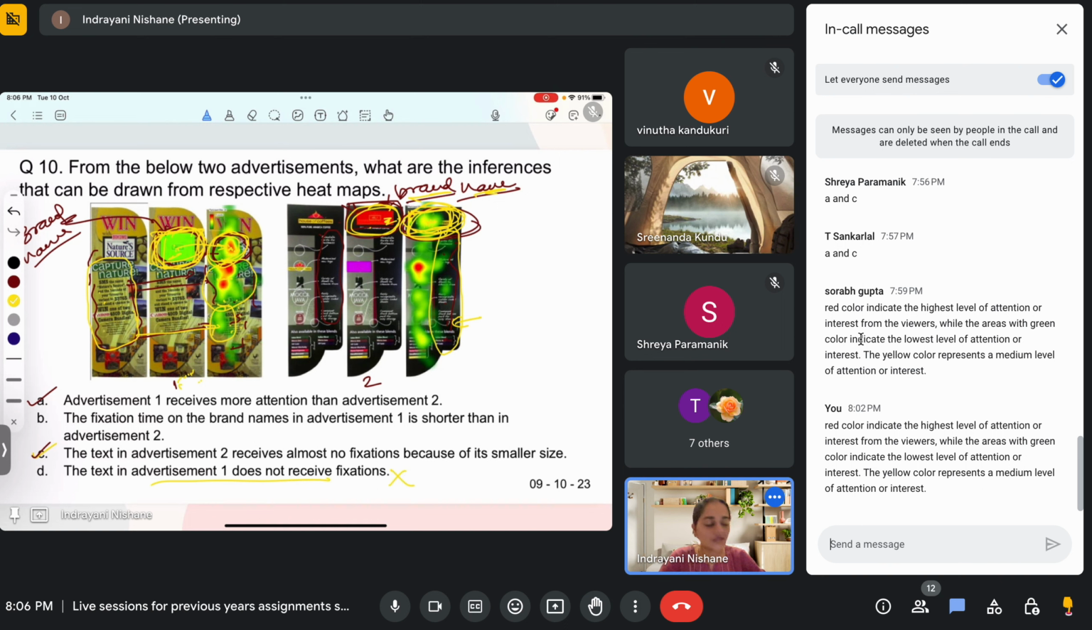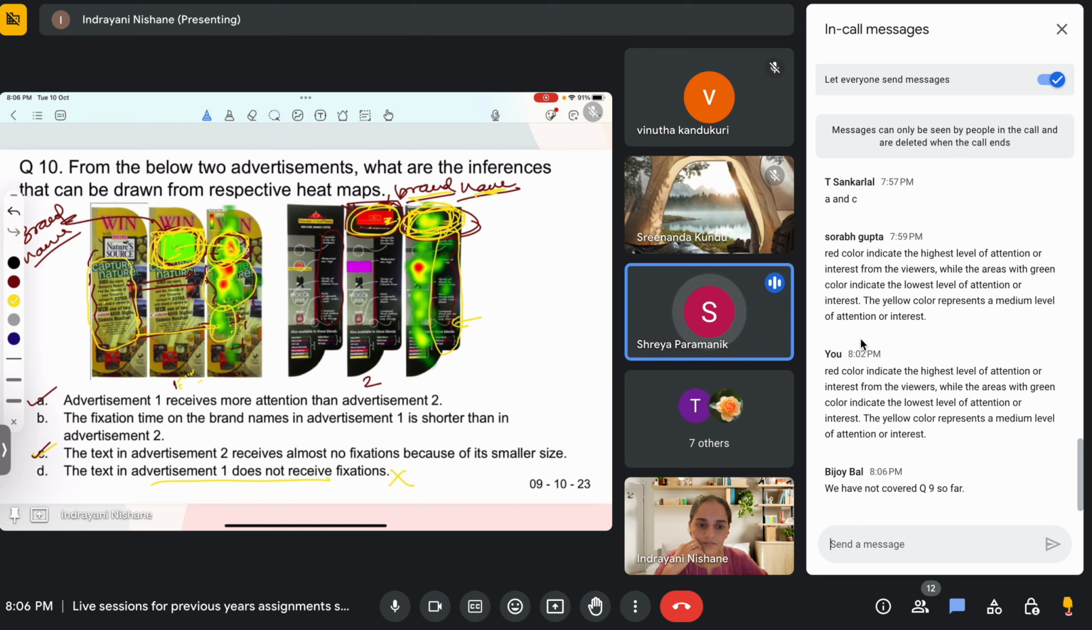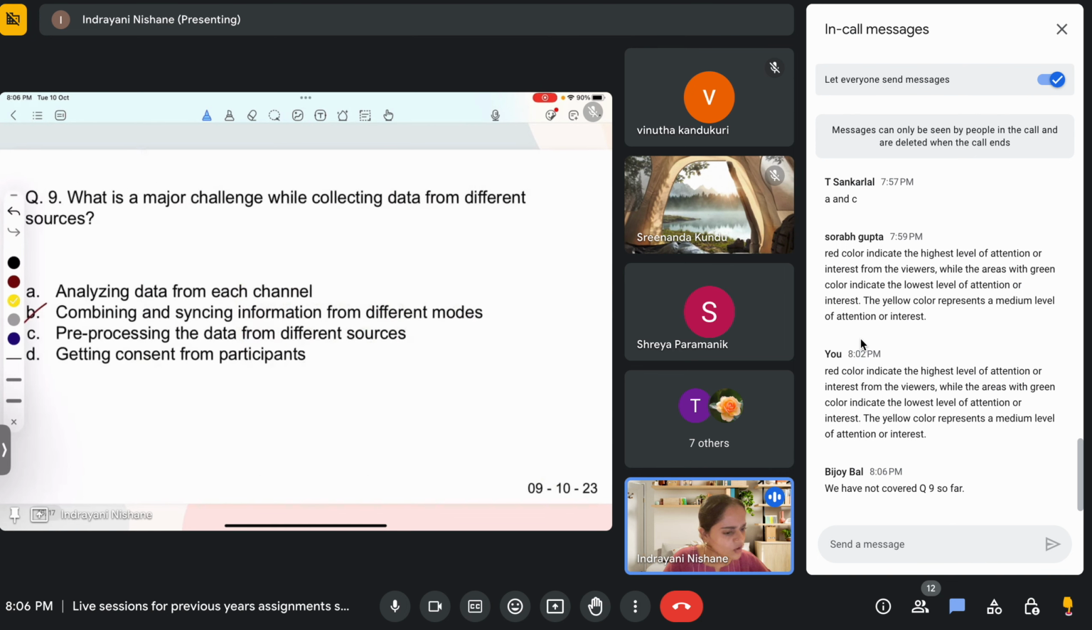And if here also there would have been red color, then you would see the size of that red color. Bigger the red color, that means more fixations happening in that area. Red means highest, green means lowest level of attention, and no color at all means no attention at all. I think we solved question 9.